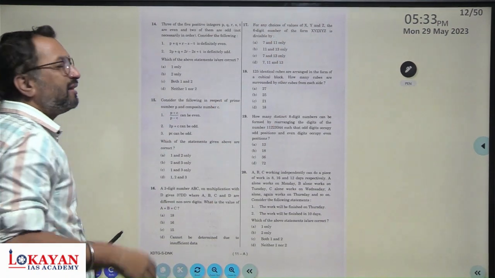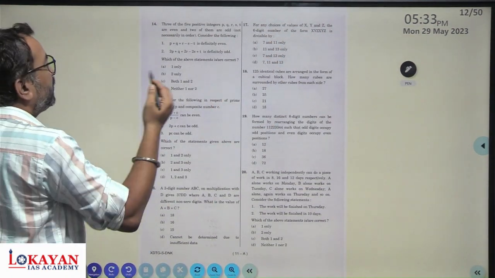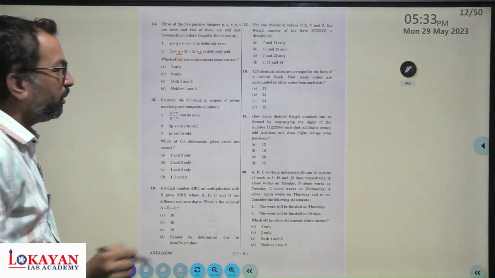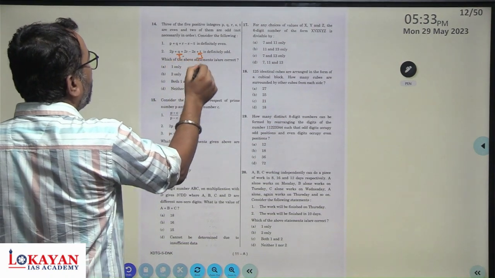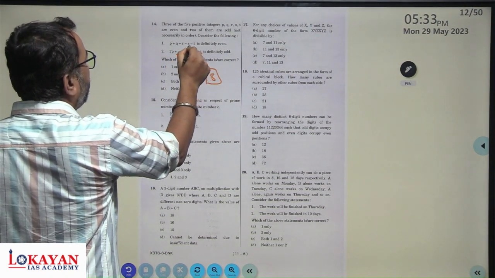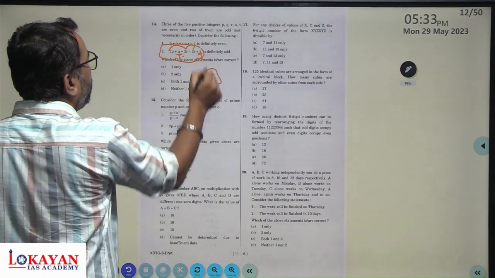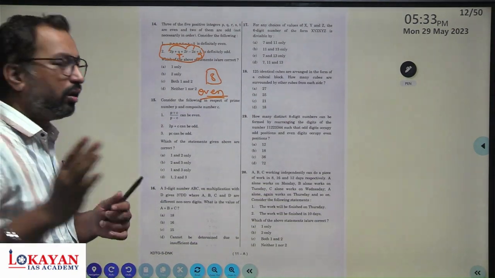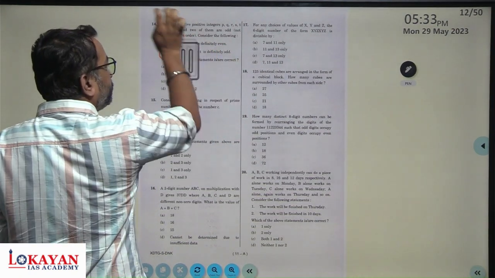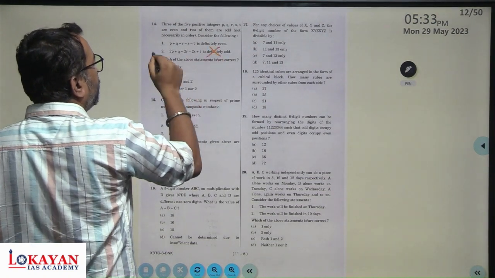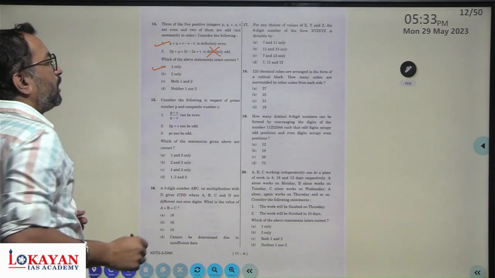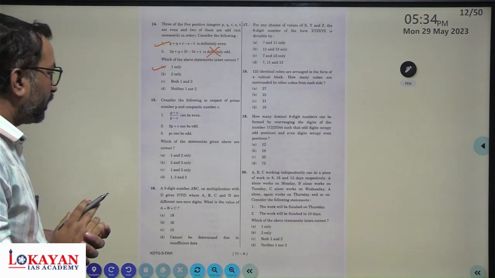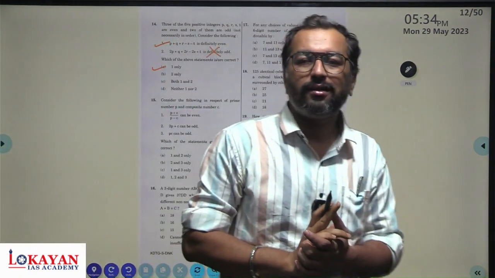But let's check whether it is definitely odd or not. Suppose Q and T are odd numbers, 5 and 3. So 5 plus 3 will become even, and all the remaining are even numbers. So the entire calculation will become even. So can we say this calculation will be definitely odd? No. It can be even, it can be odd. So the word definitely is wrong. So only statement 1 is correct. Understood?